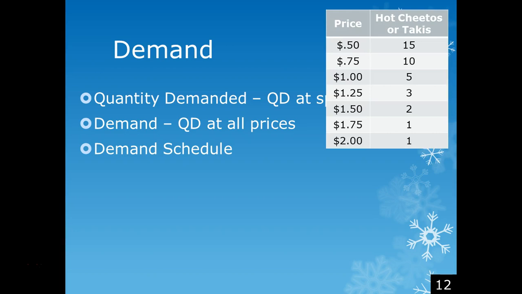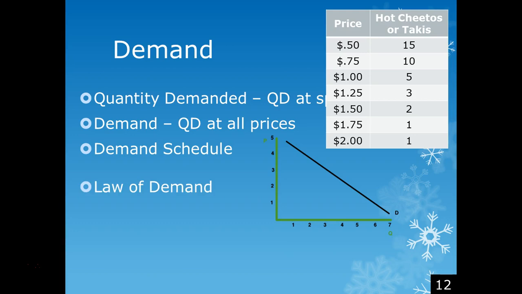Demand schedule is just this. It's a list of prices and how many people would buy at each price. So for hot Cheetos and Takis, they would buy 15 if it was 50 cents per bag, but they'll only buy one if it was $2. And this is the graph form of that, right? At higher prices, people buy less, and at lower prices, people buy more. That's the downward sloping demand curve. Price is on the vertical axis, quantity demanded is on the horizontal axis.